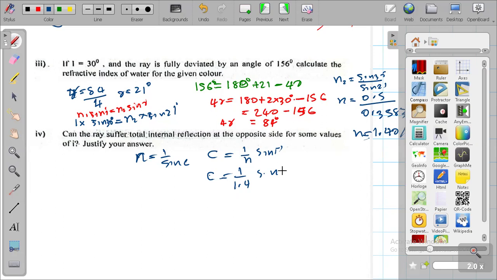This value is going to be 0.7142. I have to find sin inverse of 0.7142 in the sine table, but I'm just going to do it on the calculator here. Sin inverse of 0.7142 is going to be 45 degrees 34 minutes.